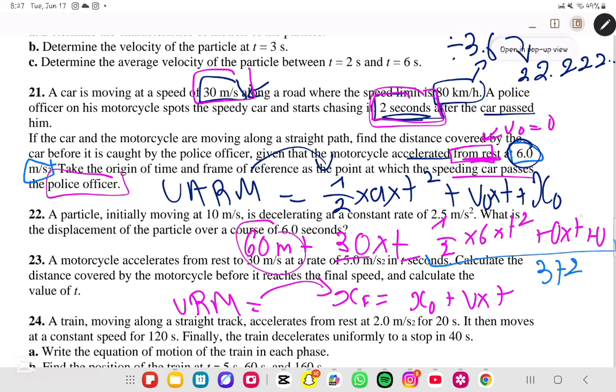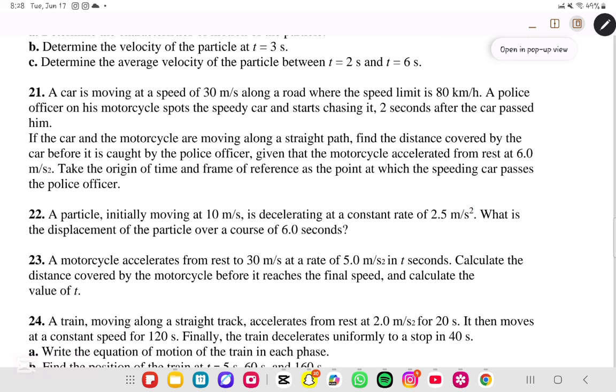So if you solve this, you will get rid of this and you will be left with 1 over 2 times 6 times t squared, which is 3t squared. 3t squared is equal to what? So let me clear this up again. Remember that the equation for the car was 60 plus 30 times time.